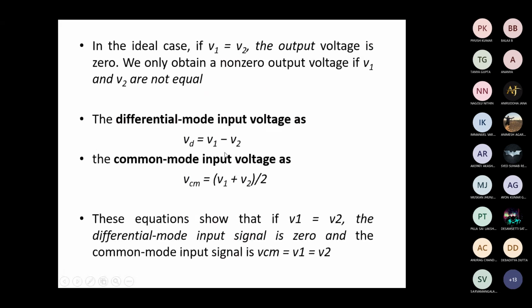So here we have two different modes. One is the differential mode and the other is the common mode. The differential mode VD is represented as the difference of the two inputs, and the common mode will be the average of the two input signals, V1 and V2. Okay. So these equations show if V1 equals V2, the differential mode input signal is 0, and the common mode input signal will be equal. So V1 equals V2. You know already what kind of input is used for the differential mode and the common mode.